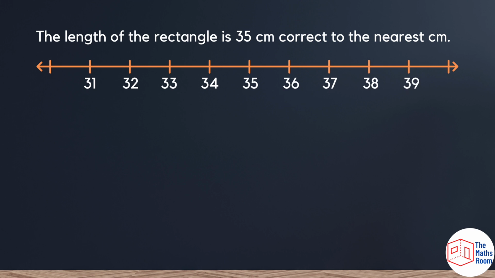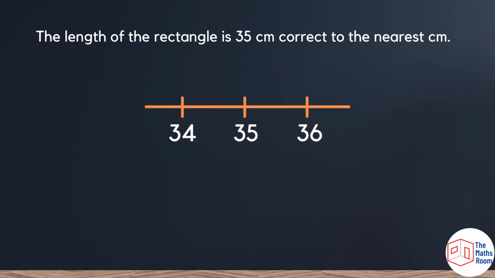So if we put that on a number line, we know that it's going up in centimeters. So the smallest, the lower bound, would have been 34.5. That's the smallest number that it could have been that still would round up to 35 centimeters. According to our rules, 35.4 would have been the largest number that would still round down. But there's a problem with what we're saying here, because there's also 35.49, which would still also round down to 35 centimeters.